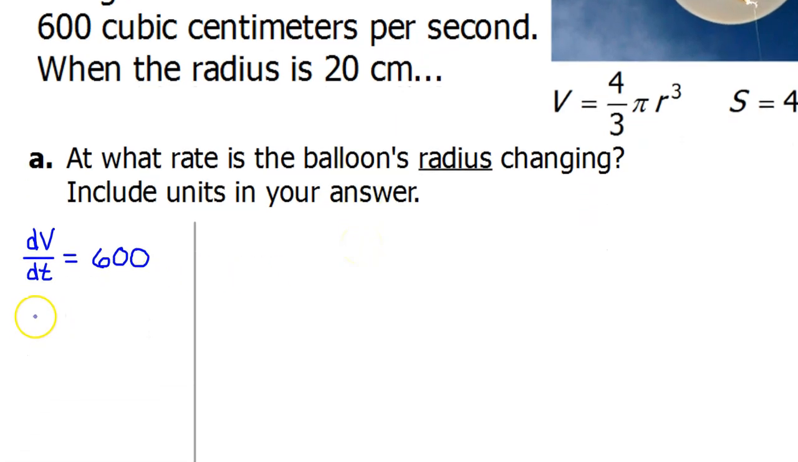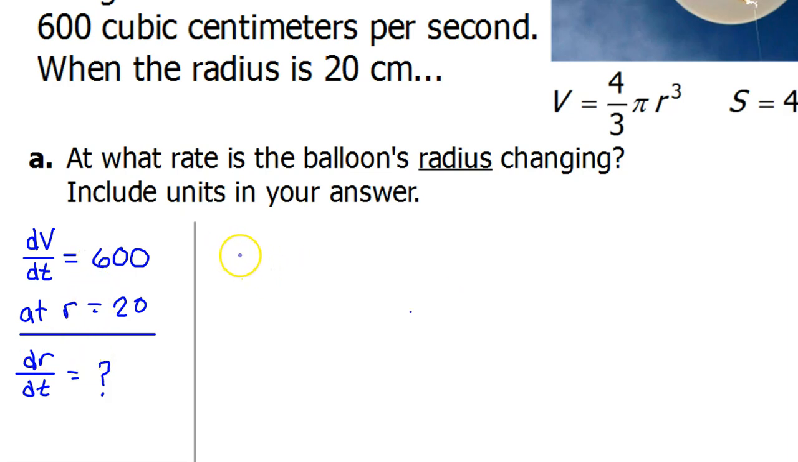So we are talking about one moment in time at r equals 20. And we are being asked to find the rate of change of the radius. We are being asked to find dr/dt. So this is what I think of as the inventory.